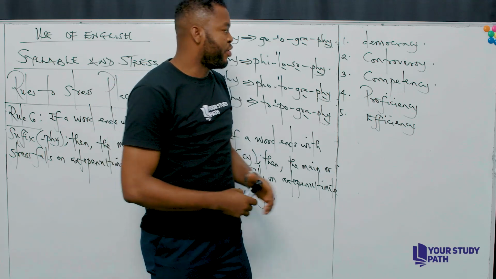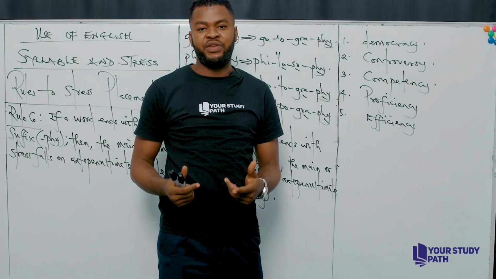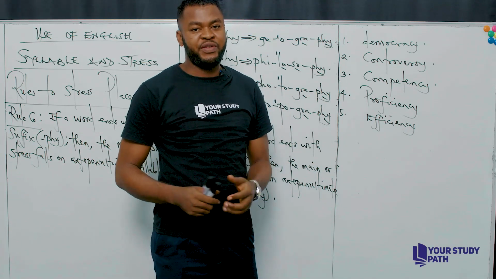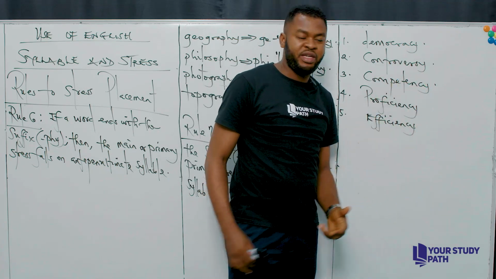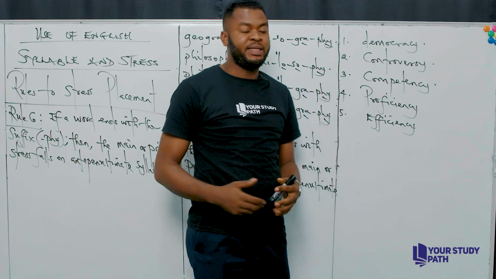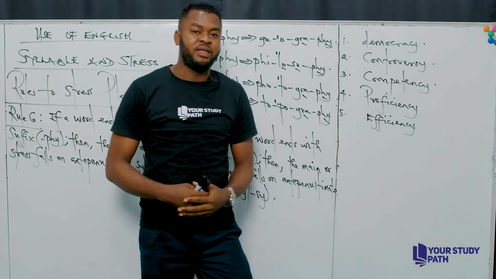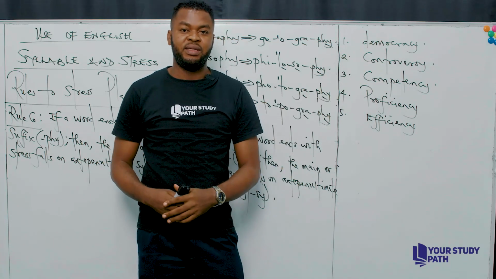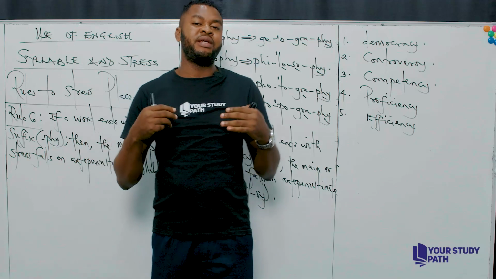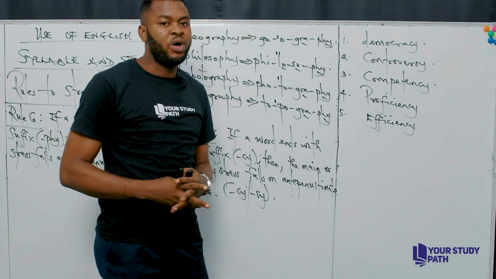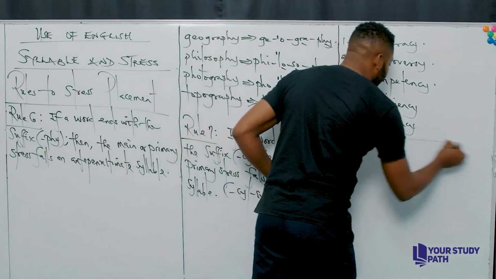All right, class. Now, let's look at a correction to this particular exercise. Now, the first word is democracy. You have controversy and you have competency. You have proficiency and you have efficiency. Now, there are five words, and we have to make a syllabic division for each of them and to place the appropriate stress on the stressed syllable. Now, let's take the first word.